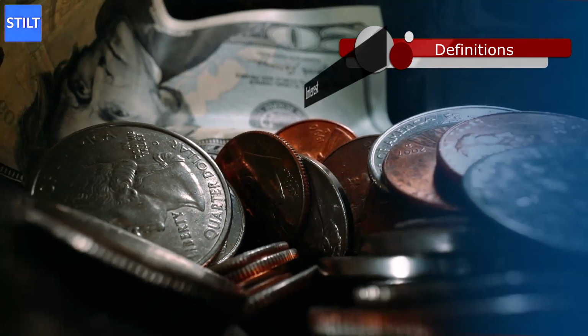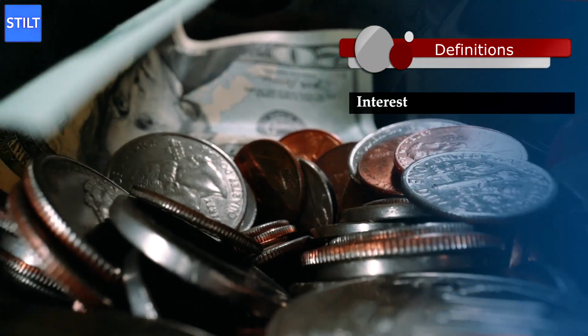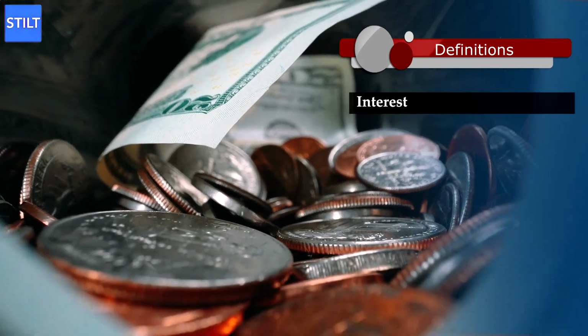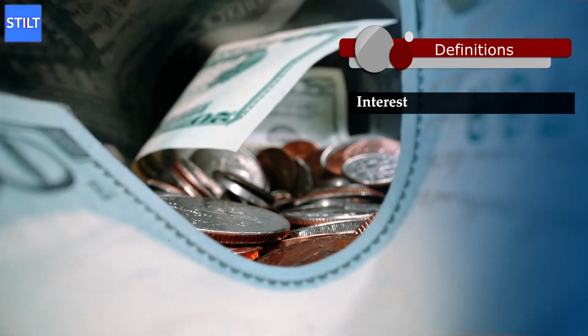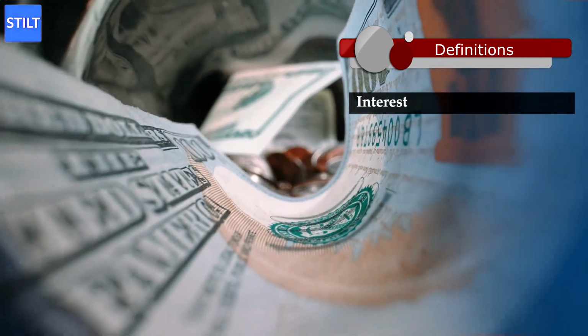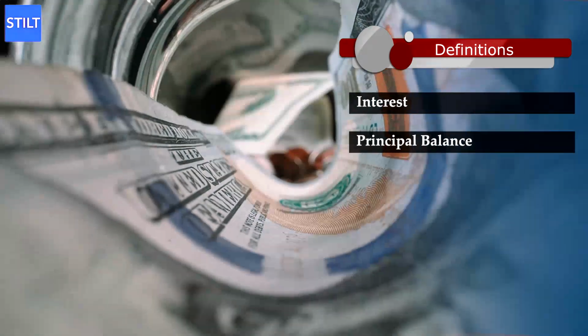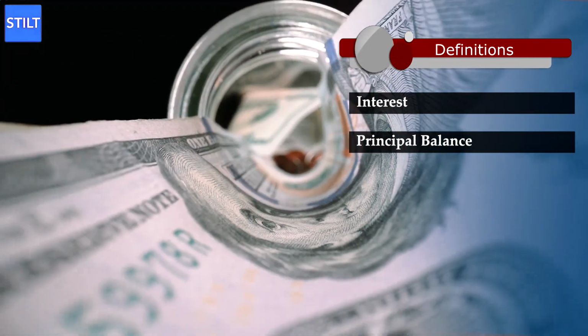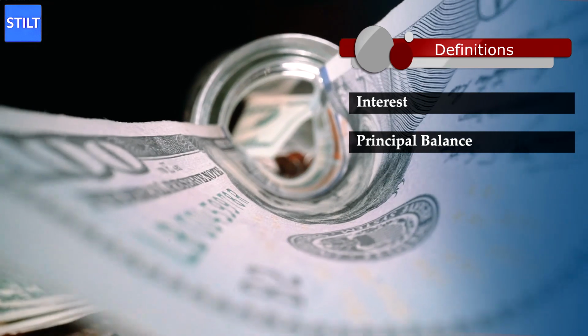Definitions. Interest. Interest is a fee paid to the lender for borrowing money, typically based on an annual percentage rate, or APR. The APR is a certain percentage of the total principal balance of the loan. Principal balance. The principal balance is the amount of the loaned money that the borrower still owes, excluding interest.